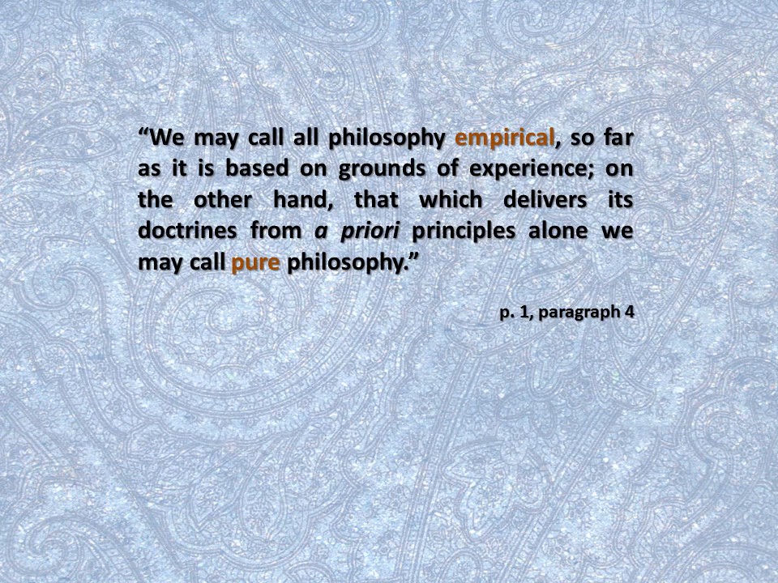Kant will now go on in paragraph 4 to make yet another twofold distinction. So again, thinking about all rational knowledge or all philosophy, he says we can call philosophy empirical if it's based on grounds of experience, or pure if it is rooted in a priori principles.